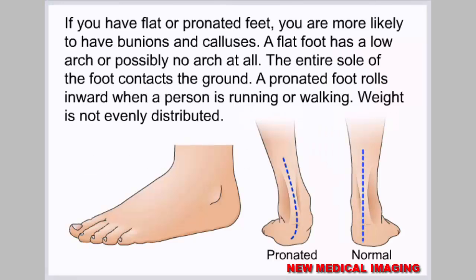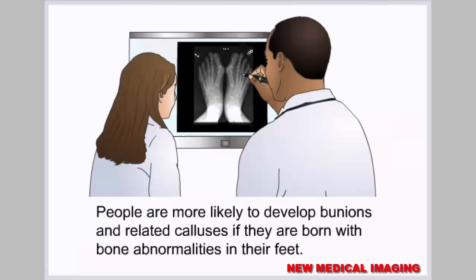If you have flat or pronated feet, you are more likely to have bunions and calluses. A flat foot has a low arch or possibly no arch at all. The entire sole of the foot contacts the ground. A pronated foot rolls inward when a person is running or walking. Weight is not evenly distributed. People are more likely to develop bunions and related calluses if they are born with bone abnormalities in their feet.